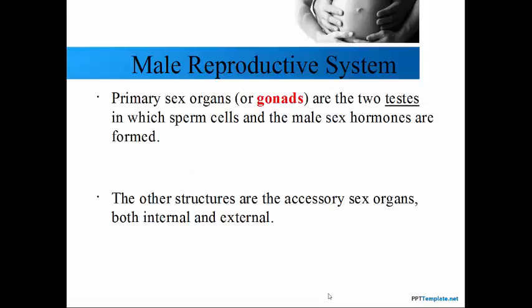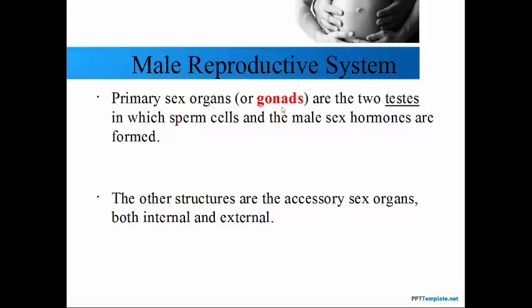Alright, first we'll start with the male reproductive system, then we'll move on to the female's reproductive system, and then also the menstrual cycle. The primary sex organs in males are the testes, or testis for singular. And the generic term for the primary sex organ is the gonad. Now, gonad just means, in general, the primary sex organ. A male has a gonad and a female has a gonad.